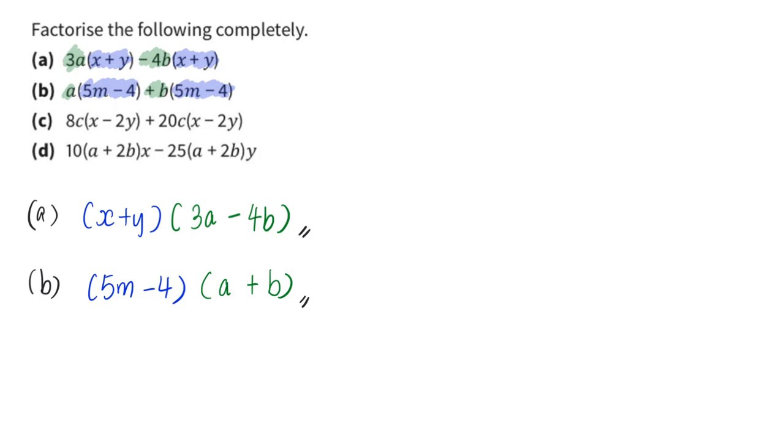Alright, so for part C, there are many ways to solve it. I'm going to just first take out the x minus 2y as my common factor first. Okay, so you will see x minus 2y being taken out. And I'm left with 8c plus 20c, okay?